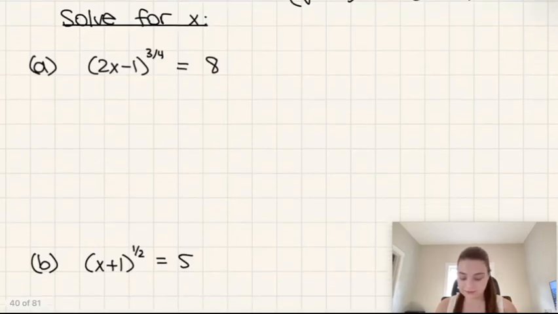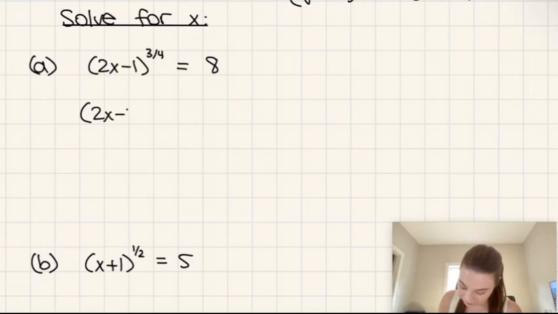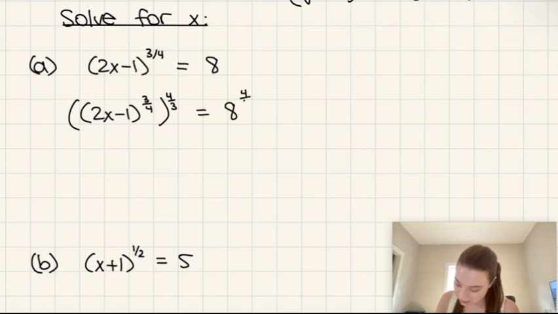All right, so for this first one, it says (2x minus 1) to the power of 3 over 4 is equal to 8. So what should I do with that? Well, what I need to do is get rid of the 3 over 4. And how do I do that? I'm going to take both sides to the power of 4 over 3, because what's going to happen if I do that is we're going to have 3/4 times 4 over 3, like that. And then on this side, we're going to have 8 to the power of 4 over 3. So that's the first step.